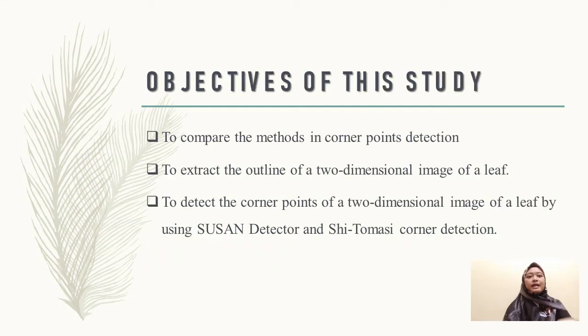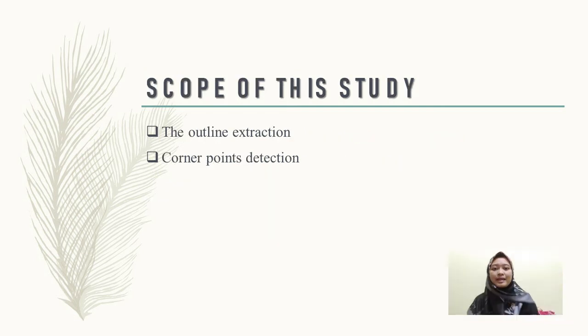Objective of this study. The main objective of this study is to compare the methods in corner point detection. The sub-objectives are to extract the outline of a two-dimensional image of a leaf and to detect the corner points of a two-dimensional image of a leaf using SUSAN detector and Shi-Tomasi corner detection. Scope of the study. The scope of the study are the outline extraction and corner point detection for a two-dimensional image of a leaf.